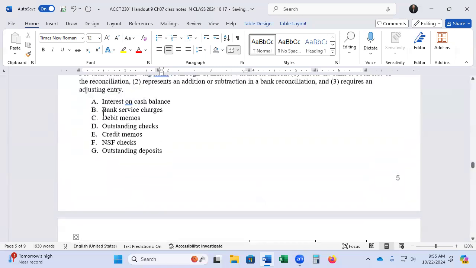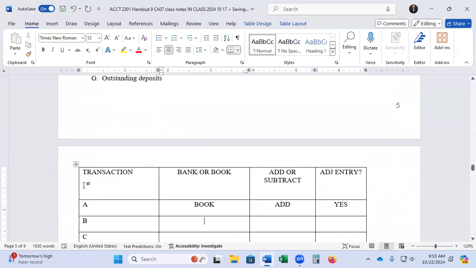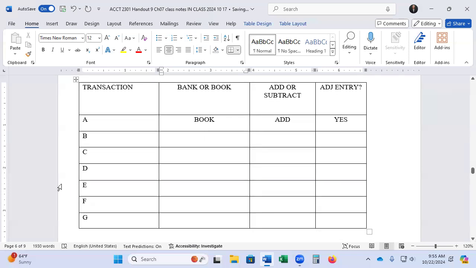All right, now you guys try B through G. I'll give you guys like 5 minutes. You can talk to each other. You can ask questions. But think about who knows the information and who doesn't. If the bank doesn't know the information, then we have to adjust the bank balance. If we're not aware of it in the financial statements and we find out about it from the bank statement, then we have to adjust the books. And the only adjusting entries are for when we have to adjust the books. And where it's add or subtract, it's how does that change your cash balance? Are we adding it or subtracting it to whatever category we put it in, book or bank?